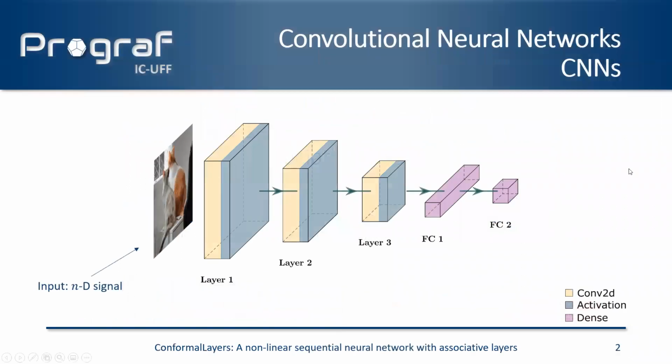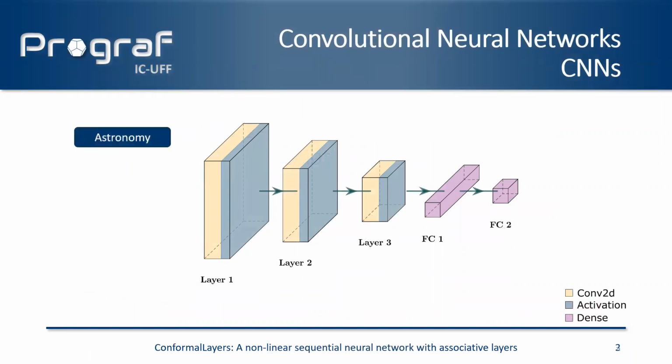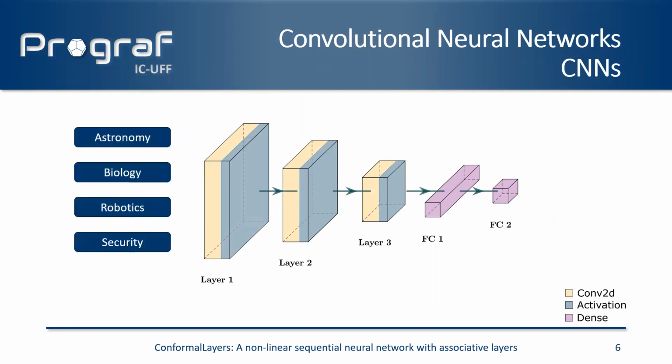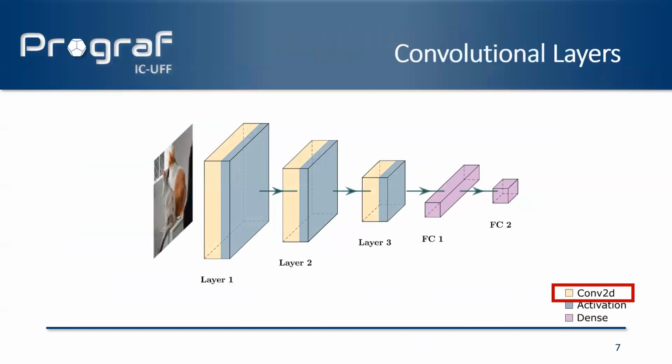First, a little bit about convolutional neural networks, or CNNs. They are well suited for signal processing like images and sounds and have applications in astronomy, biology, robotics, and security. Their main components are convolutional layers. Despite the name, they perform cross-correlation operations over the signal in order to extract the features needed for the task that the network was designed for.